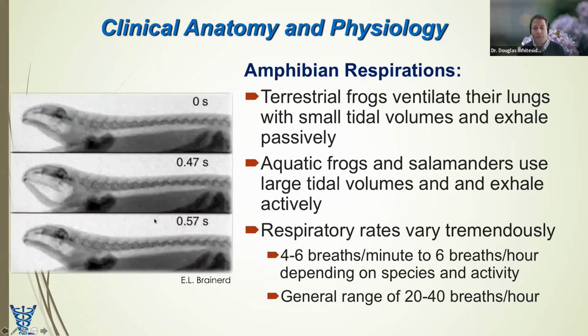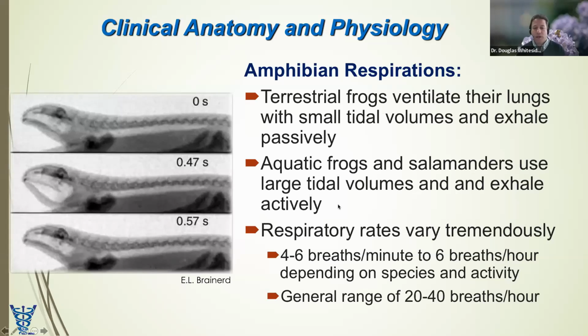And then when it comes to exhalation, with our frog species, they'll actually just have a passive ventilation. So basically, that lung will just start to collapse normally, particularly as they're moving or doing some of that motion. Whereas our aquatic frogs and salamanders actually have larger tidal volumes and actually exhale actively by compressing the musculature along the sides of their wall.